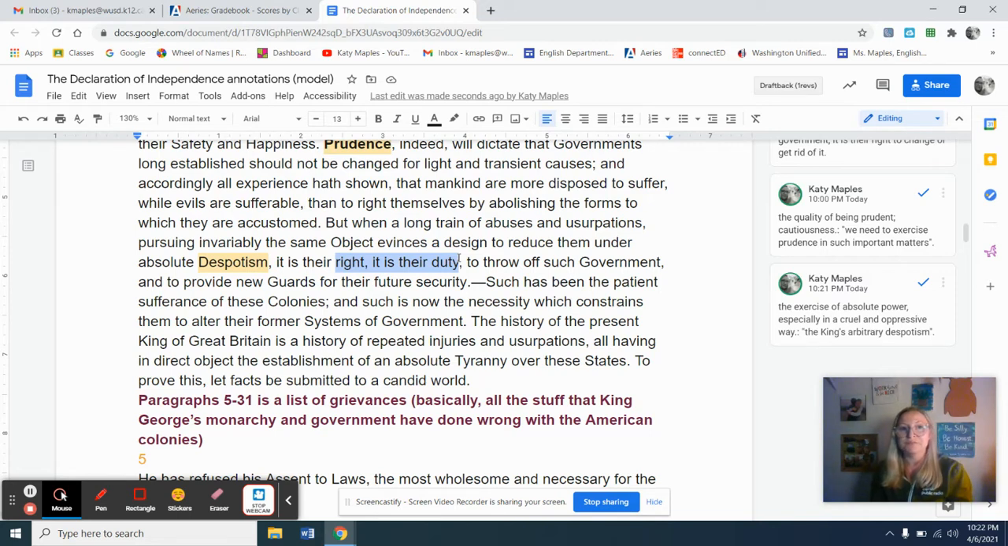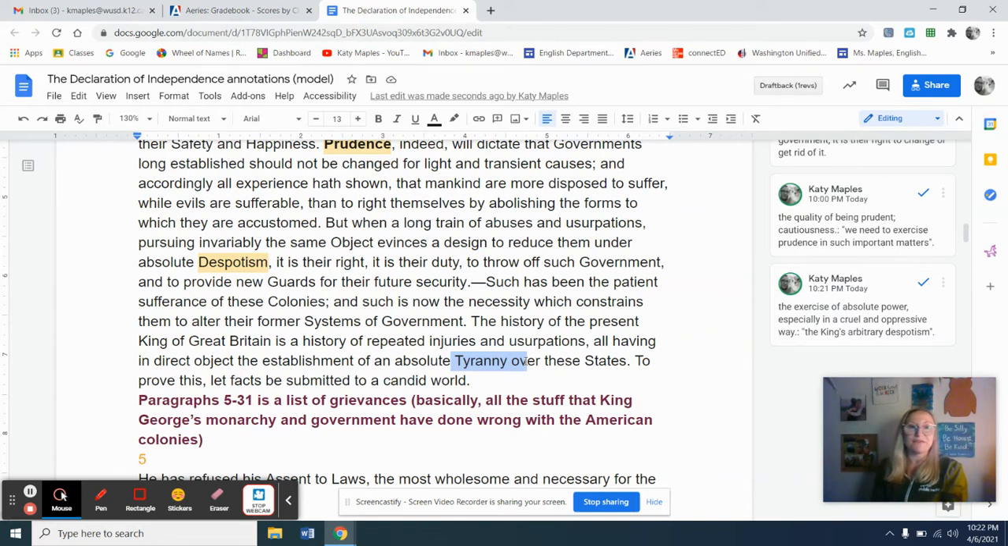So saying that King George, his history with us is repeated injuries. He has hurt us over and over again, and he is a tyrant, which is a very negative word, right? Negative connotation. Saying, we got to get rid of this guy. He cannot be our leader.